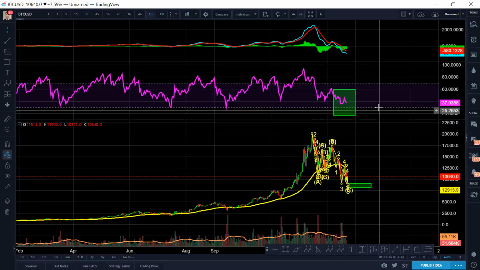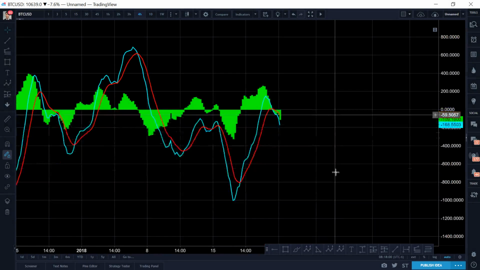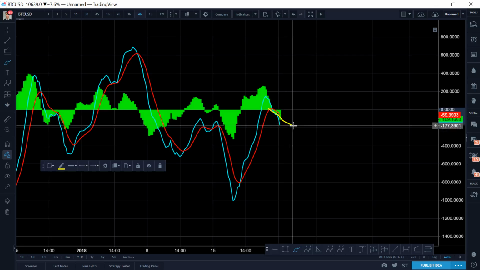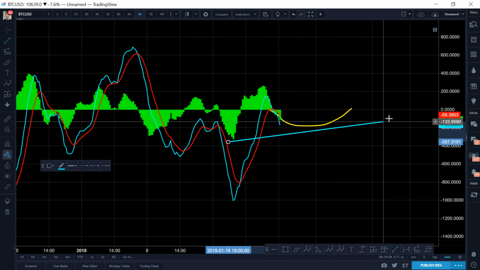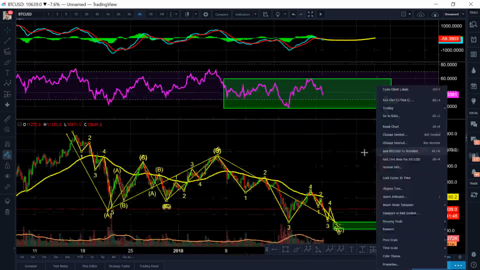Actually, it's hard to show there. Let's go on the 4 hour. This is going to come down, but not to a lower histogram than the other one. And that will go up. And then now we have a bullish divergence on histogram. That is ideally what we would like to see.